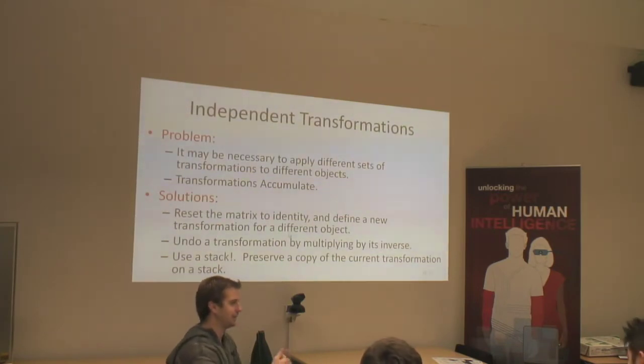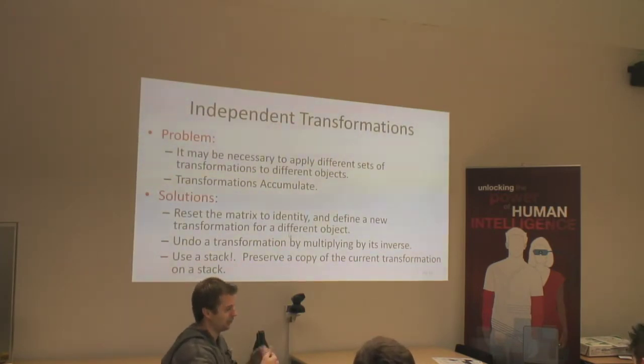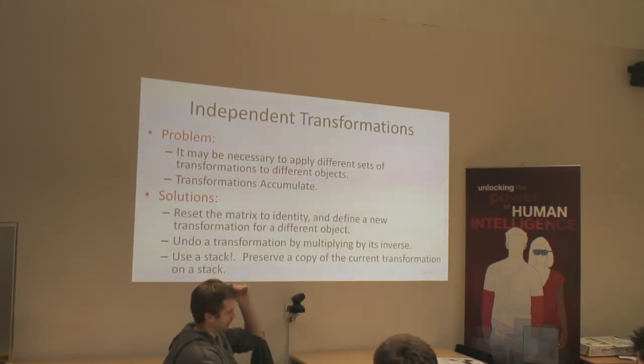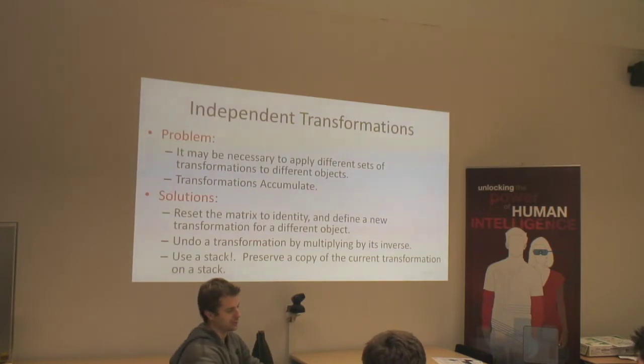You can imagine that trying to figure out how to translate each of these things relative to every other object in the world becomes an enormous amount of work, because these transformations accumulate. There are a few different solutions. You can reset the matrix to identity. Remember, in the identity matrix you have zeros everywhere but ones running down the diagonal. So you could do that.